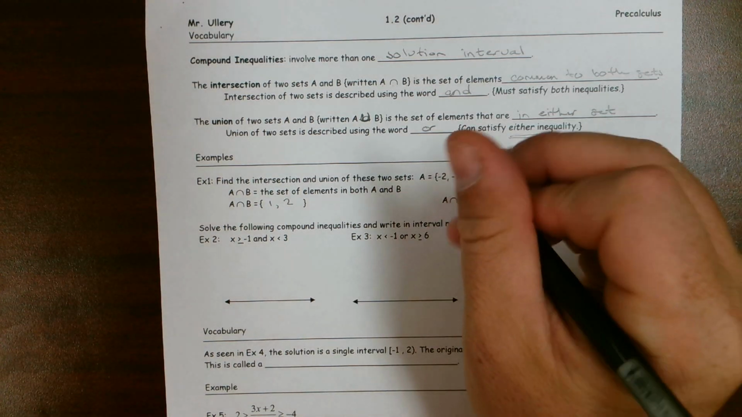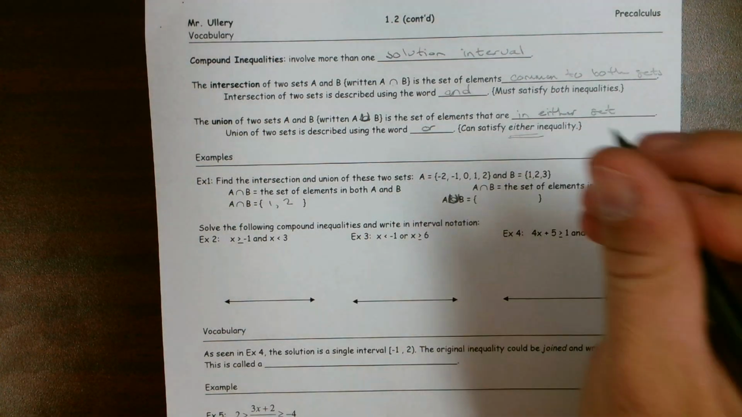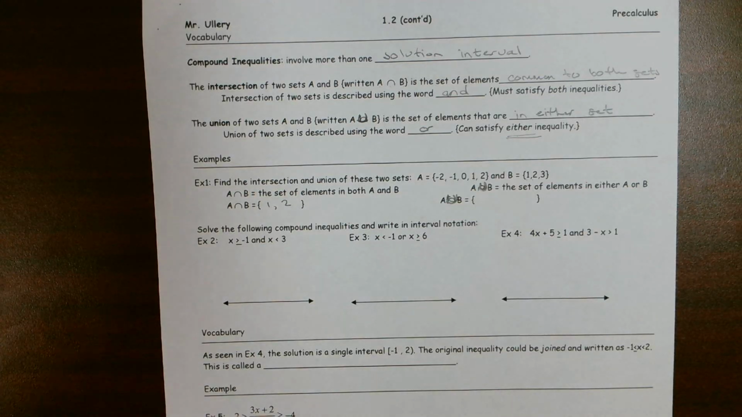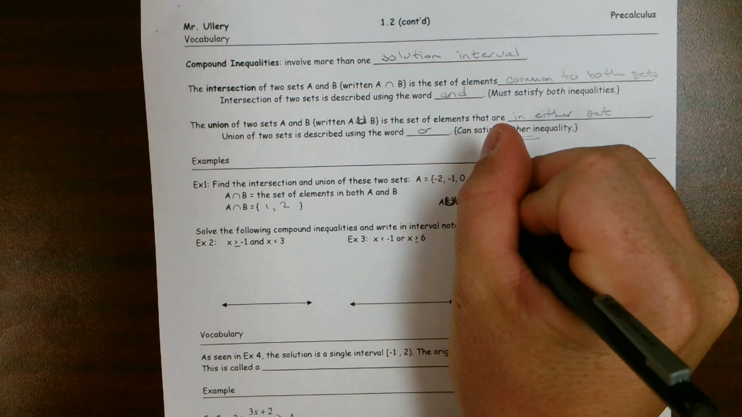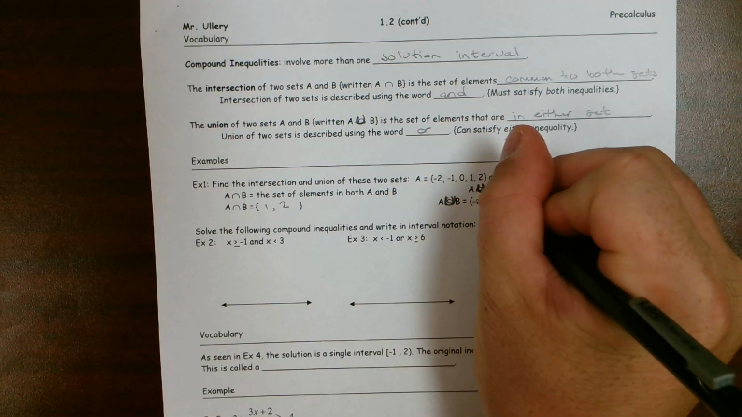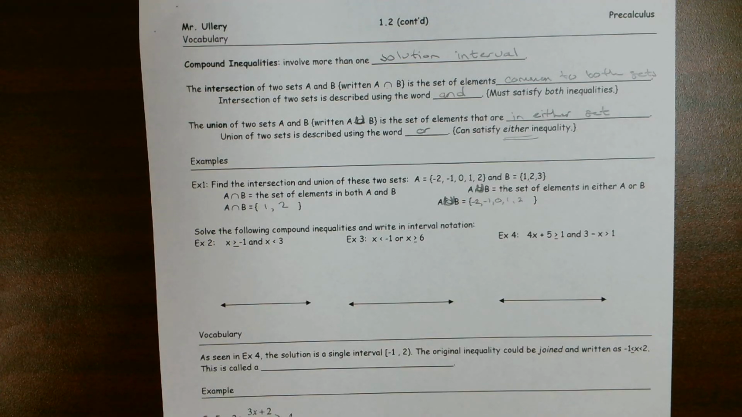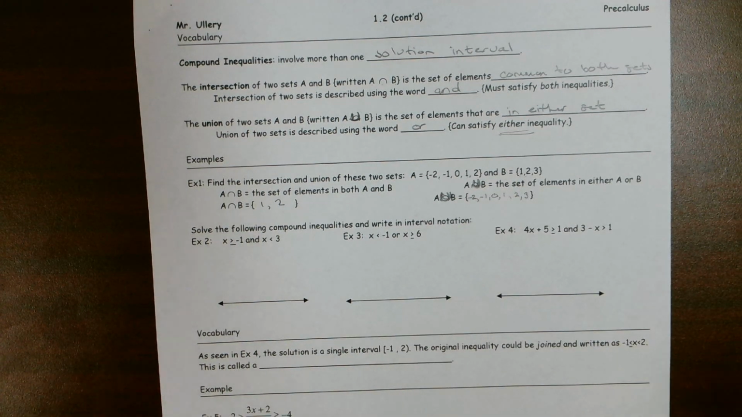Okay, again, we have another typo over here. This is supposed to be A union B. This is also supposed to be A union B. Okay, so we're looking for what elements are in either set. Well, -2 is in A, -1 is in A, 0 is in A, 1 is in A, 2 is in A, and also 3 is in B. So we only care if they're in either or. Okay, so here we go.